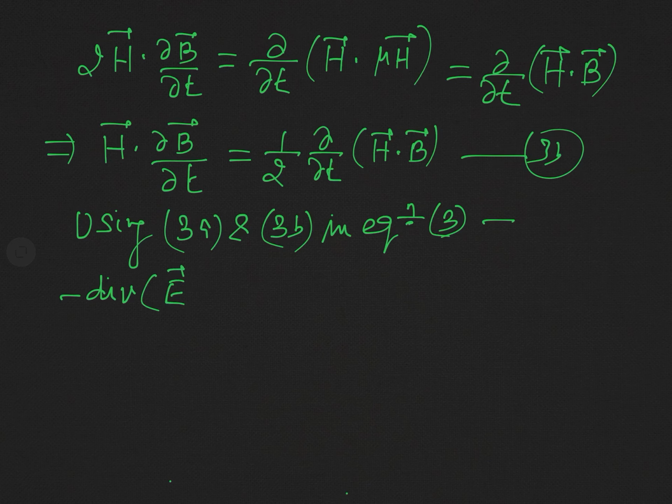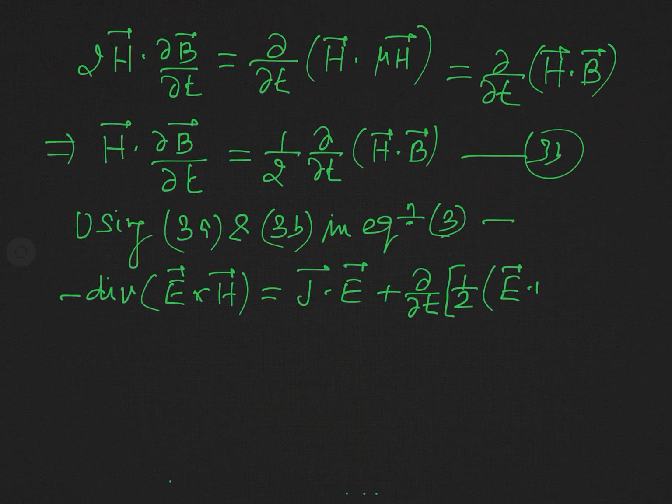Actually this will be minus divergence of E cross H equal to, see the equation 3, that is equal to J dot E and plus, as 1 by 2 is a constant factor, we can write it inside the operator, and so this is written as del by del T of 1 over 2 [E dot D plus H dot B]. We can write it in this way.